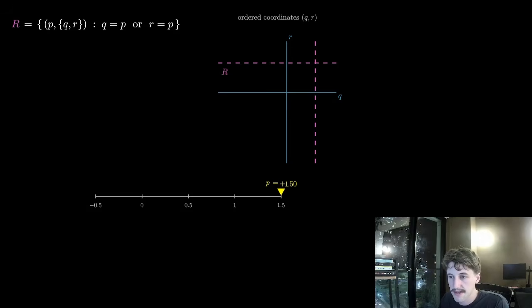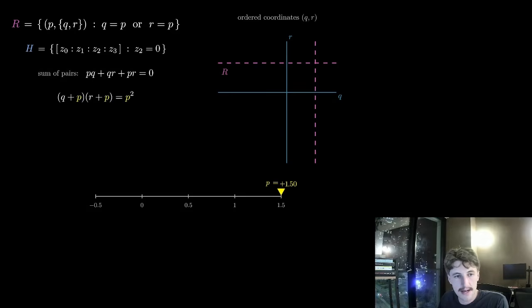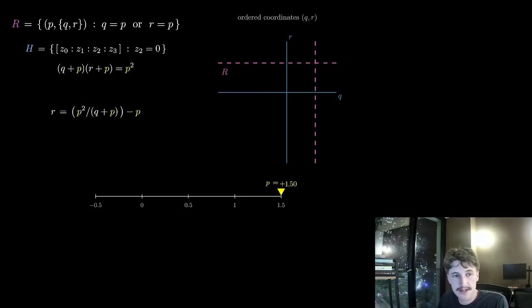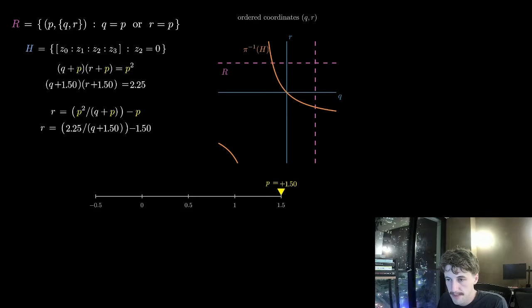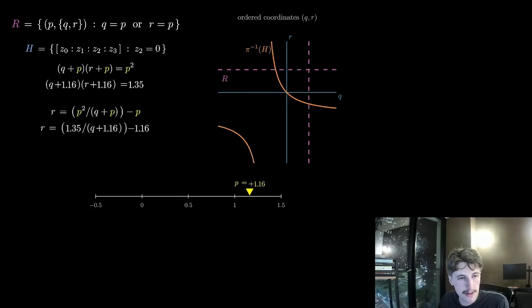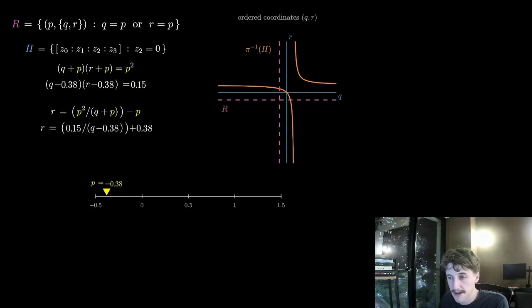Now let's take a look at the inverse hyperplane. So if we take a specific hyperplane example, for example z2 equals 0, how does this map to this RQ axis at a slice of P? Well, if z2 equals 0, that means the coefficient of x, which following Vieta's formulas is the sum of the pairs, also equals 0. So PQ plus QR plus PR equals 0. So we can express this as Q plus P multiplied by R plus P equals P squared, and then rearrange to express R in terms of P and Q. So R equals P squared divided by Q plus P, minus P.